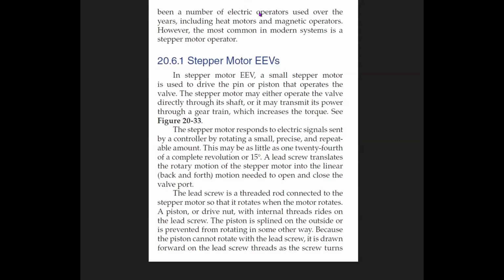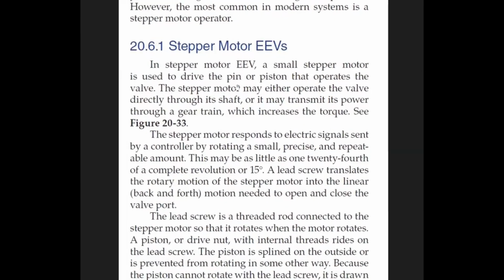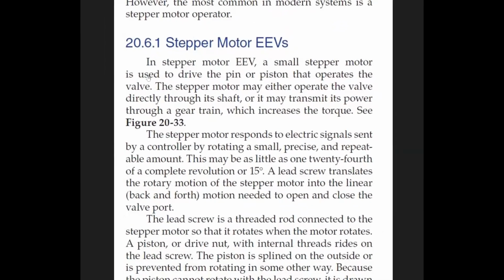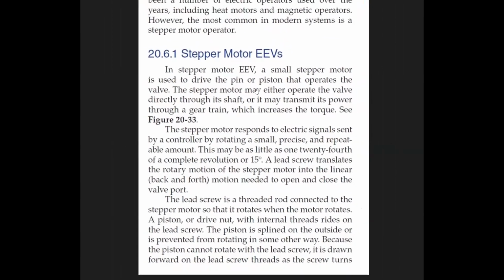There have been a number of electric operators used over the years, including heat motors and magnetic operators. However, the most common in modern systems is a stepper motor system. Okay, the stepper motor EEV. A small stepper motor is used to drive the pin or piston that operates the valve. The stepper motor may either operate the valve directly through the shaft or may transmit its power to a gear train, which increases the torque.